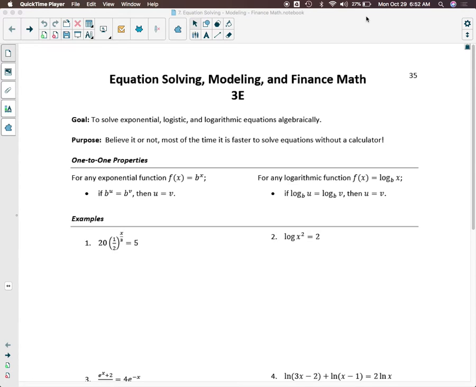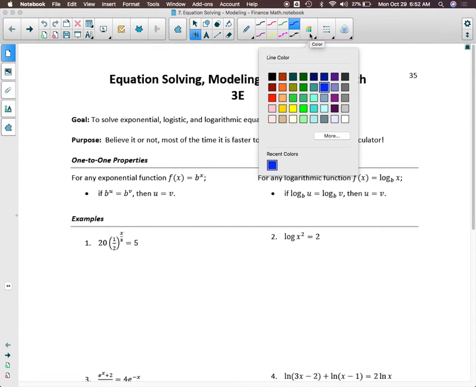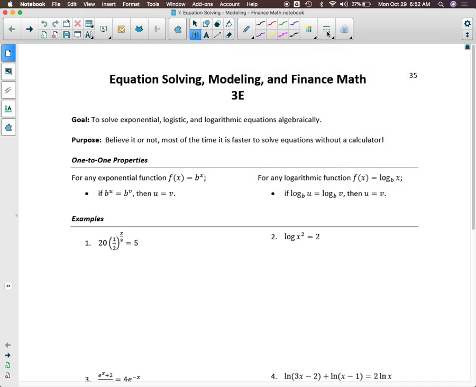All right. Welcome to equation solving, modeling, and then some finance math. Ooh, sounds like this is going to be a fun one. So, our goal is to basically solve exponential, logistic, and logarithmic equations algebraically.